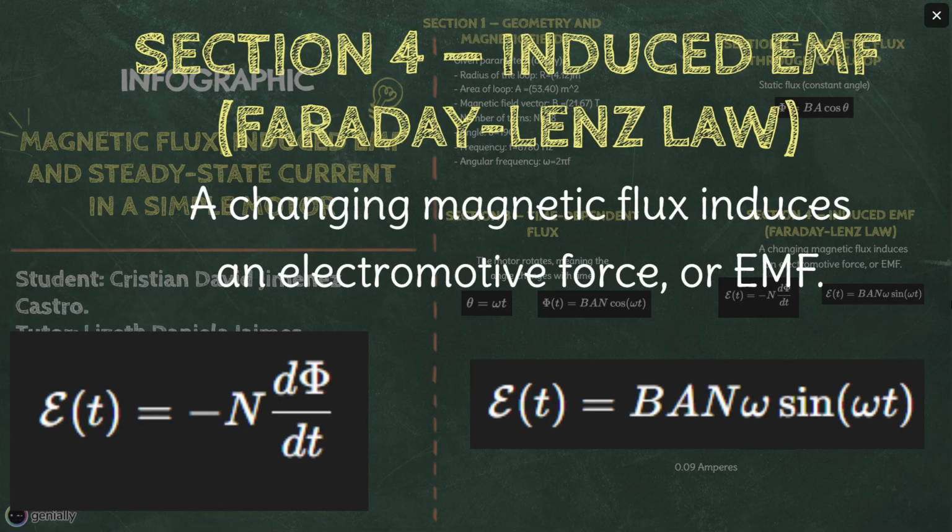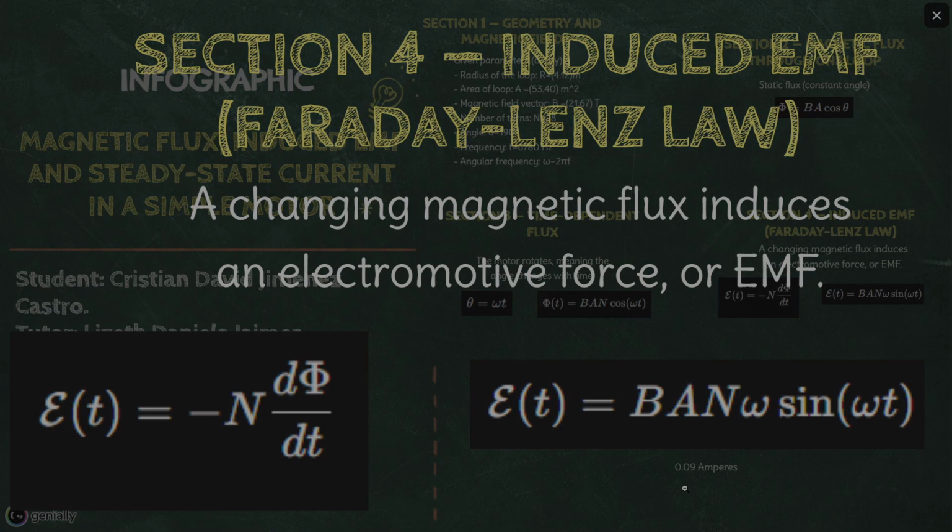Section 4. Induced EMF. Faraday-Lenz law. A changing magnetic flux induces an electromotive force, or EMF. According to the Faraday-Lenz law, for our rotating loop, this leads to this. When the sine term is 0, the induced EMF is also 0.